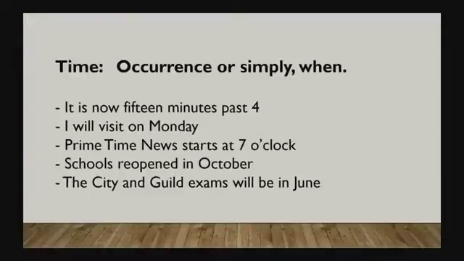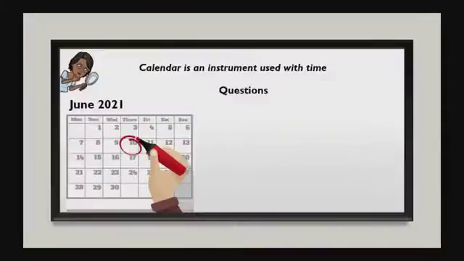And we could be more specific than that to say that the Math and English Skills exam will be on June 10, 2021. When will it be? That's your occurrence. Now let us look at the calendar, which is an instrument that we use in relation to time. Here's a question for you. On which day of the week is June 19? Notice that I have skillfully covered the 19th.